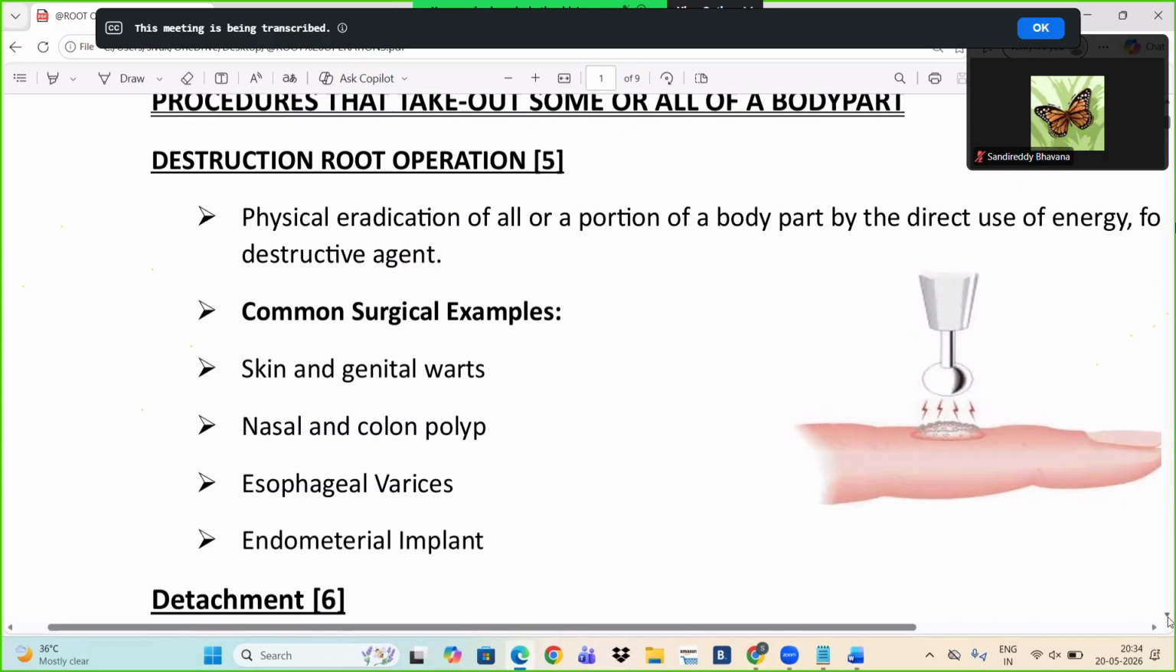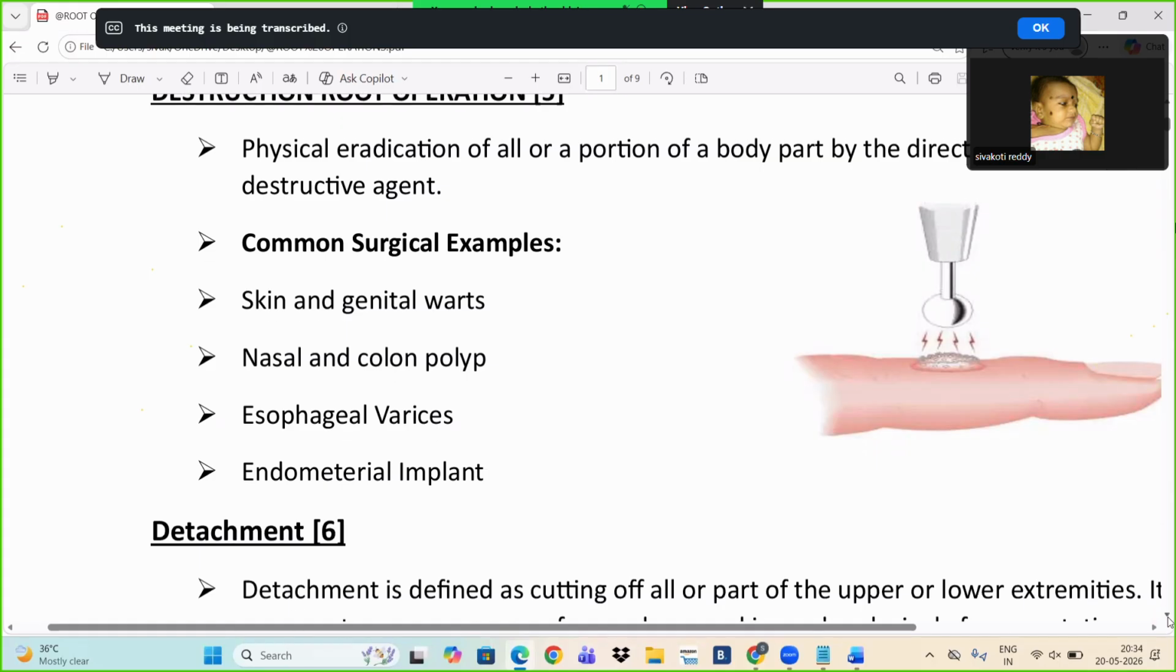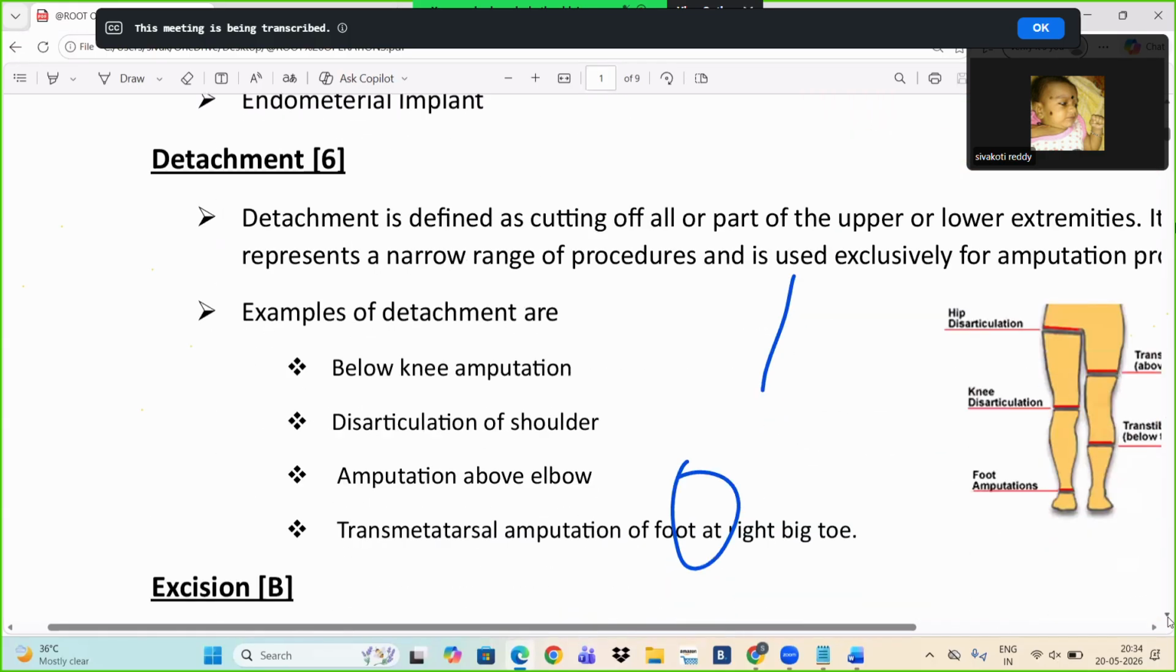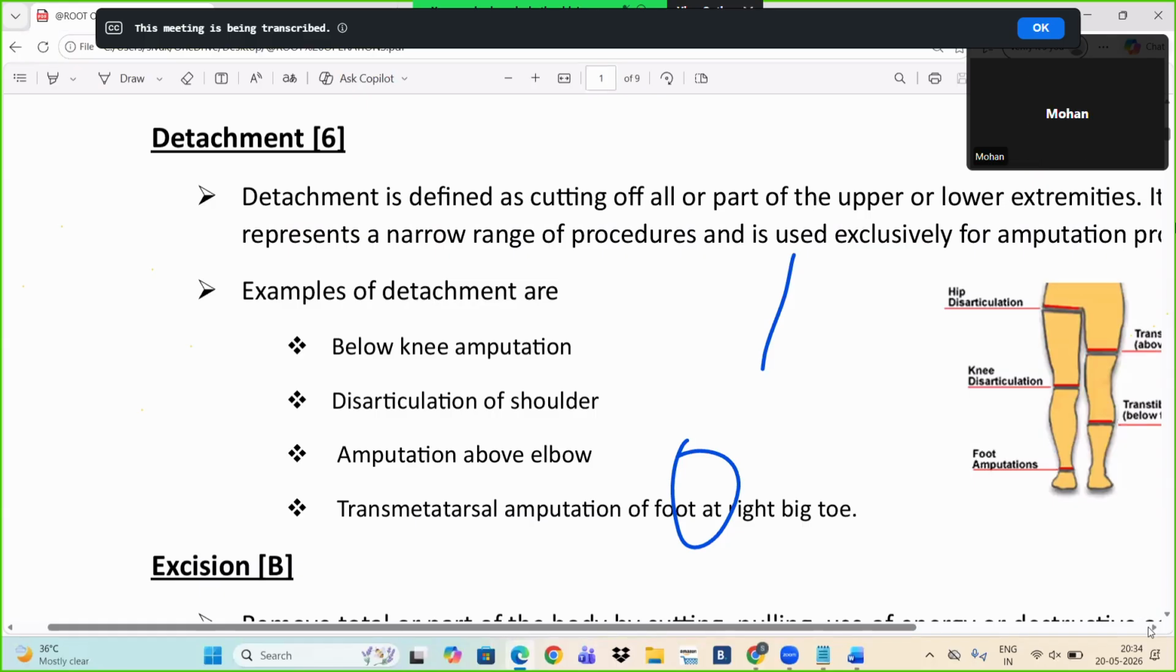So nothing is directly codable; everything should be optional. And the excision and resection root operations are also clear, right?